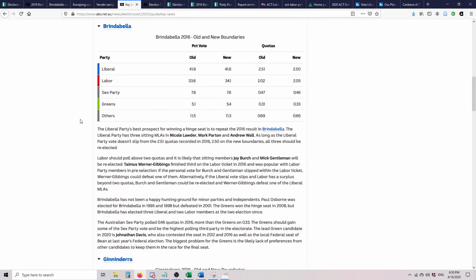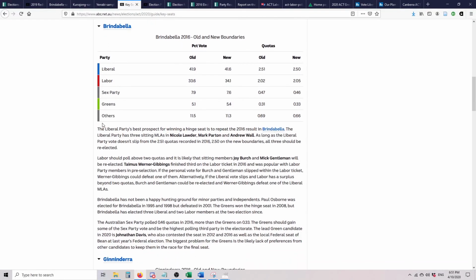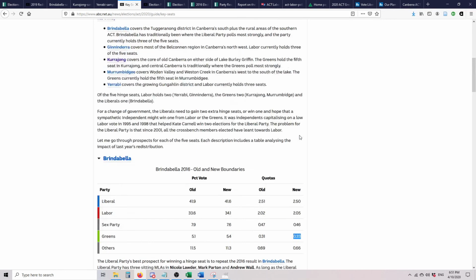So Brindabella is the Tuggeranong seat. So the Tuggeranong seat, sorry. Okay, so now on to the specific electorates. So Brindabella currently has 3 Liberals and 2 Labor. The 5th seat is likely to be between the Libs and the Labor Party. No, let me restart that again one more time.